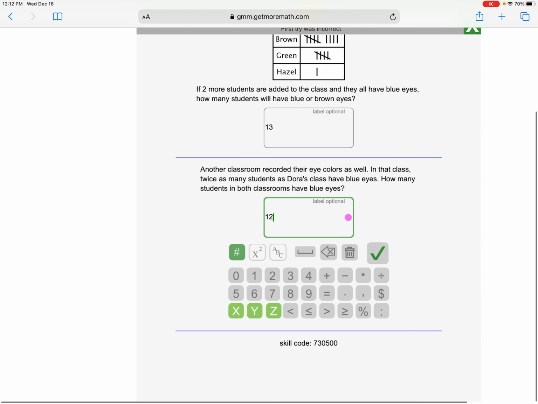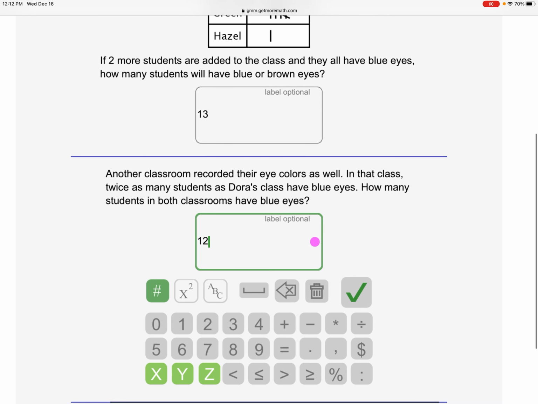Even math teachers make mistakes. Did I make it twice? Now I'm going to have to edit this video. How many students in both classes have blue eyes? Okay, so now the snow hasn't fallen, and I'm staring at my iPad and shrugging my shoulders, wondering what just went on. In that class, twice as many students as Dora's class have blue eyes. How many students in both classrooms have blue eyes?